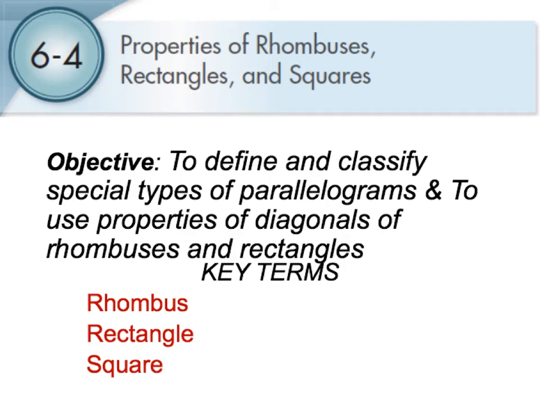Chapter 6, Lesson 4. Today we're going to talk about rhombuses, rectangles, and squares. So these are special types of parallelograms. All of these four-sided figures are parallelograms. So every characteristic that's true for a parallelogram is also true for a rectangle, rhombus, and square.